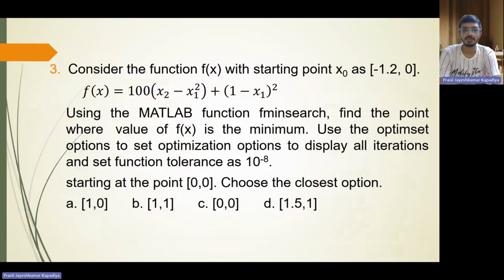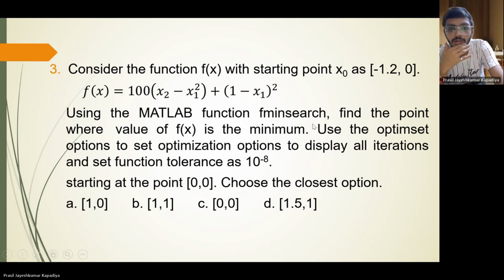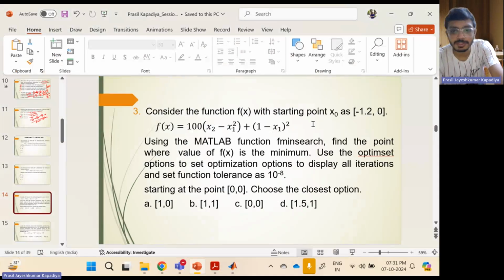Now, here there is something interesting. Consider the function f of x with starting point x0 equal to minus 1.2 and 0. Using the MATLAB function fminsearch, find a point where the value of f of x is minimum using optimset options to display all iterations and set function tolerance to 10 to minus 8. Okay, let's first solve this problem. Let's first go to the optimset option.